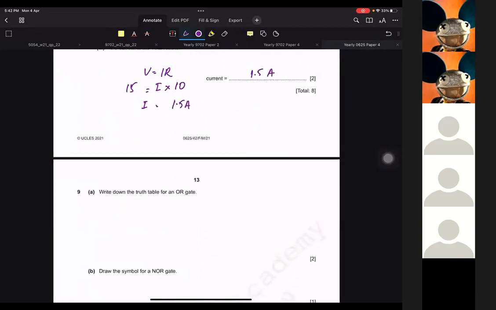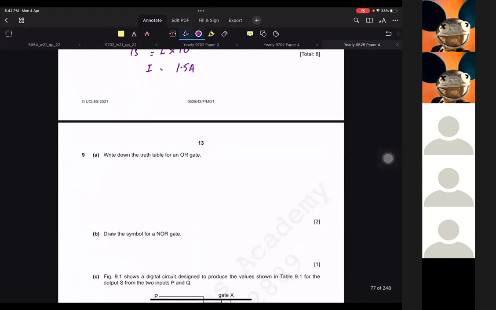Now, then it says write down the truth table for an OR gate. Now, an OR gate looks like this.